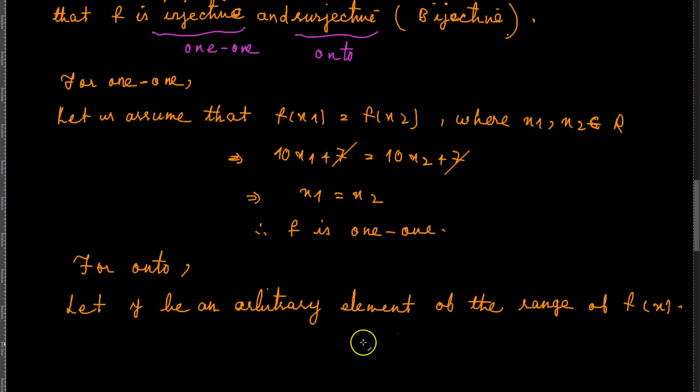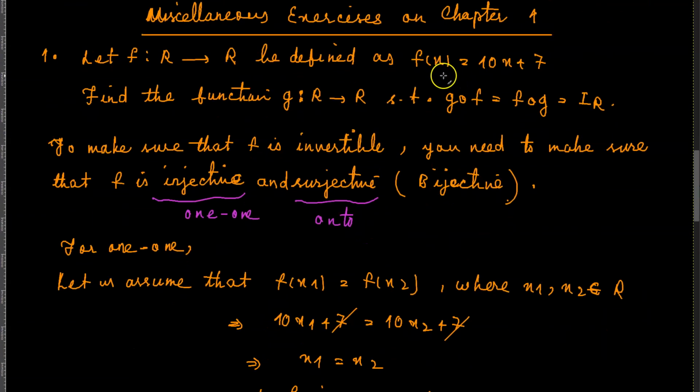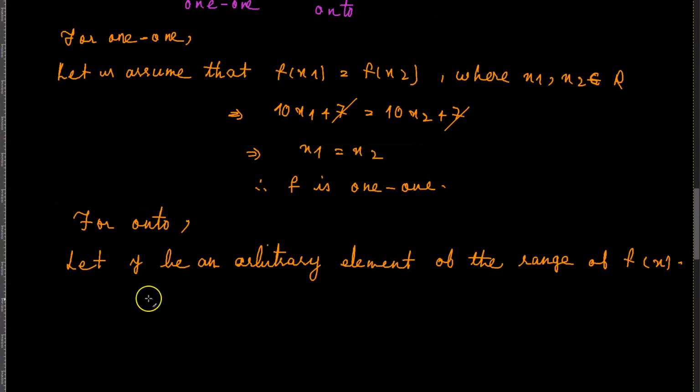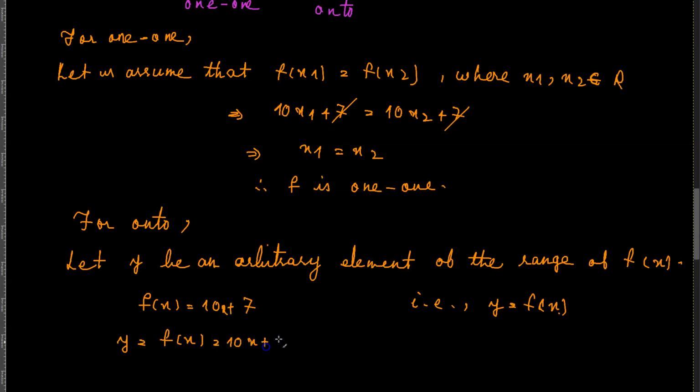So if y is an arbitrary element of the range of f of x, then of course y is equal to f of x. f of x is equal to 10x plus 7, right? Since y is an arbitrary element of the range of f of x, you can say that y is equal to f of x. Now, since y is equal to f of x, you can write y is equal to f of x, which is equal to 10x plus 7.